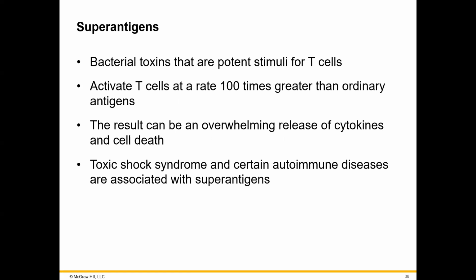Another term, superantigens. Superantigens are a group of immunogens. Bacterial toxins are found to be a part of this, and they are potent stimuli for T cells. So if they are present in an infection, it activates T cells at a rate that is 100 times greater than ordinary antigens. The result can be an overwhelming release of cytokines and cell death. Such deaths as toxic shock syndrome and certain autoimmune diseases are associated with this class of antigens.